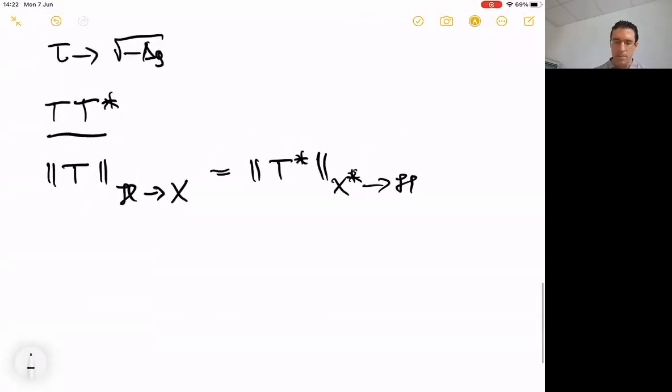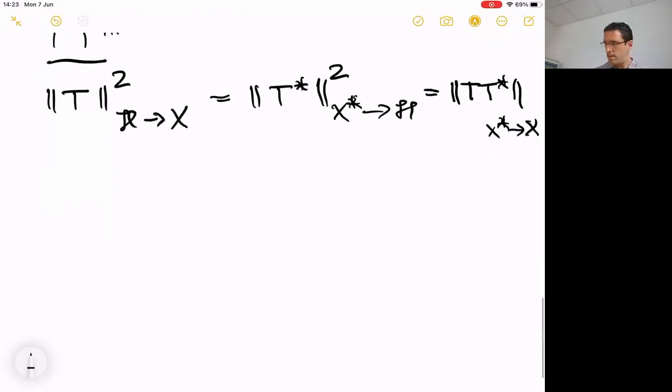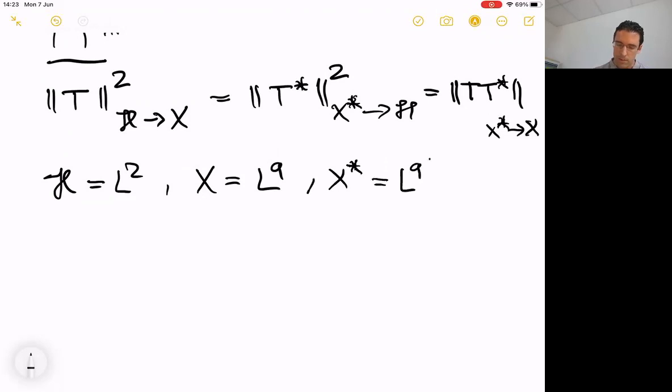And then the most useful version of this is the TT star version, so let's square these here. It's still the same, and this is equal to the norm of TT star from X star to X. Okay, so that's the TT star method, if you want. So if you have an operator which acts from some Hilbert space H to some Banach space X, you can convert bounds to bounds from X star to X, and these are usually easier to handle. They're more symmetric in some way. Okay, so here we're just going to take H to be L2 and X to be L^q of the manifold, and then X star is just L^q prime.